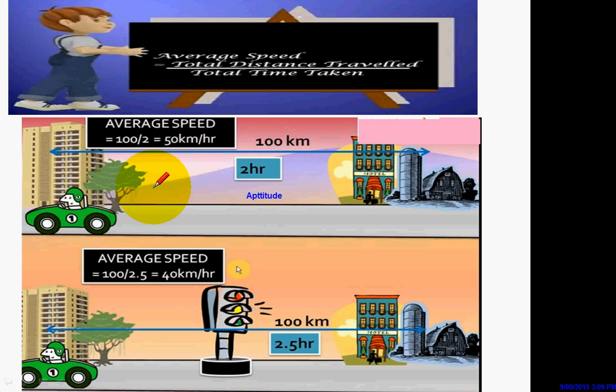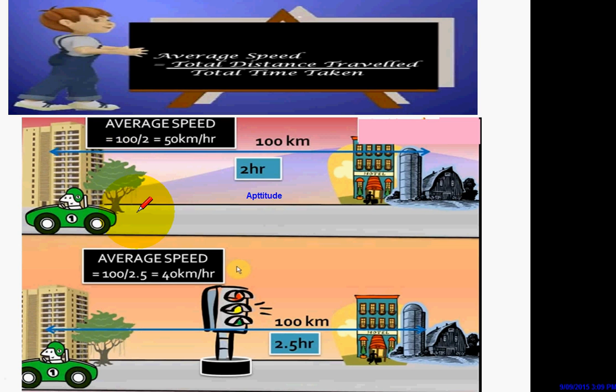In the first case, here we have a car which travels from the hotel to the building. The total distance covered by the car is 100 km. Okay, and the time taken by the car is 2 hours. Now, to calculate the average speed, total distance is 100 and the time taken is 2. 100 by 2, which is equal to 50 km per hour. That is the average speed of the car in the first case.